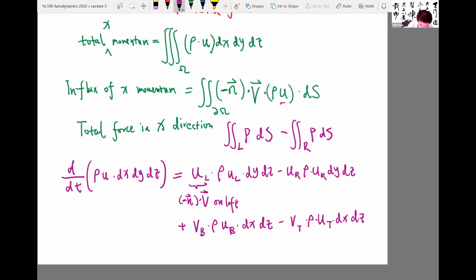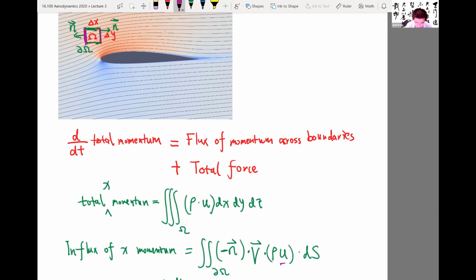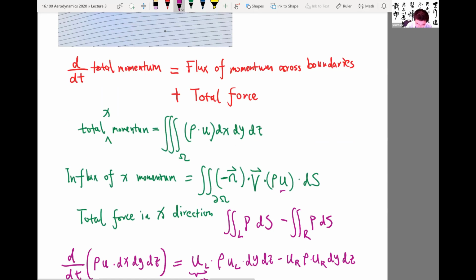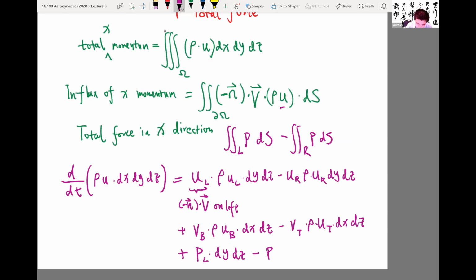And then we have to add the pressure force. So that's basically pressure on the left times dx dz, not dx dz, dy dz. Right, dy dz is the area on the left, minus pr times dy dz. So now that's the entirety of this momentum conservation equation.